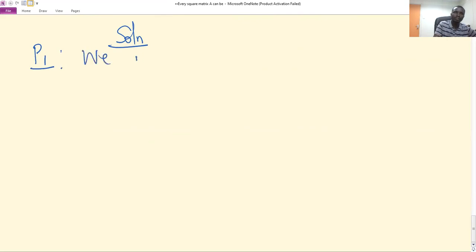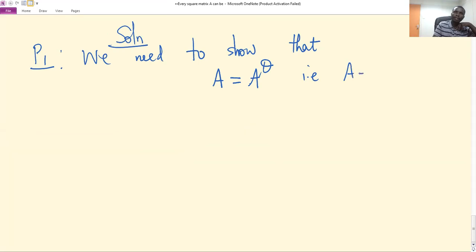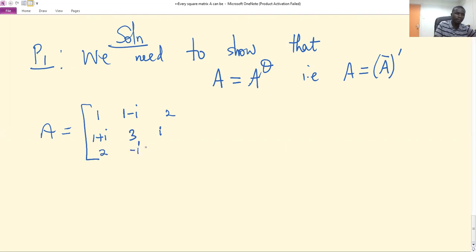For problem 1, we need to show that A is equal to A raised to power theta, that is, A is the same as the transpose of the conjugate matrix A. Now, in this question, A is given as 1 minus i, 2, 1 plus i, 3, i, 2 minus i, 0.